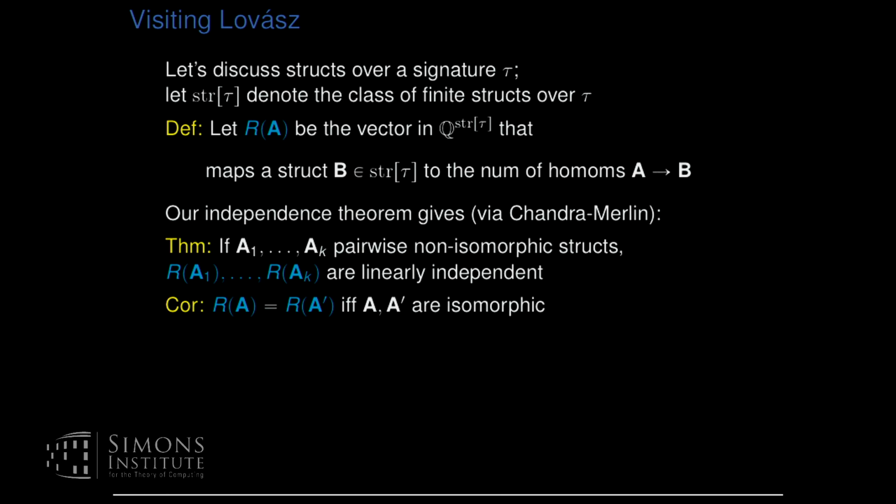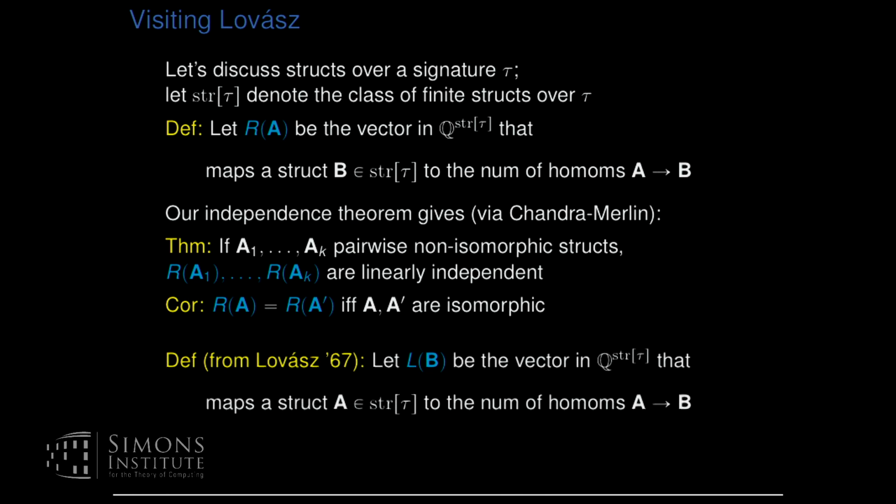And in fact, this gives us an exact dual to a classical theorem of Lovász. Lovász studied exactly the dual vector. So he said, well, take a structure B and let's look at the vector which maps the structure A to the number of homomorphisms to B. So this is just the exact dual. And he proved a dual of this corollary. So two of his vectors are equal if and only if the original two structures are isomorphic.